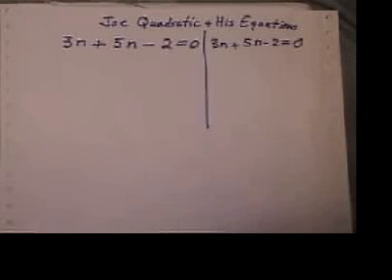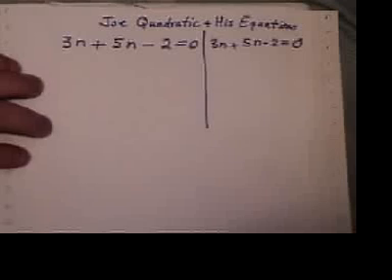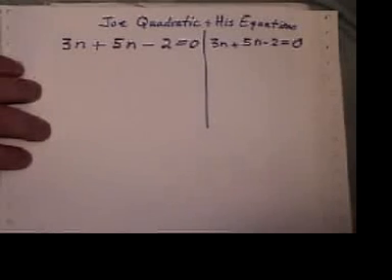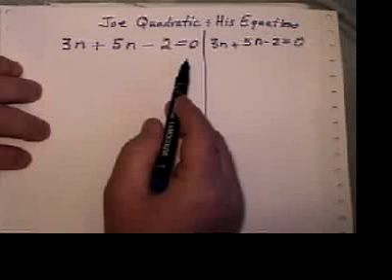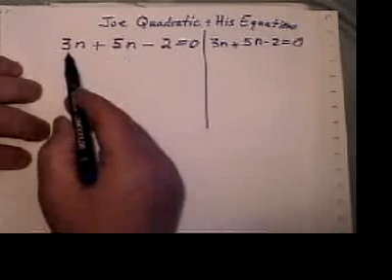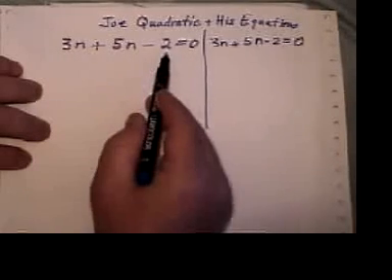Okay, welcome to the wonderful world of quadratic equations. We're going to talk about Joe Quadratic and his equations. So first of all, we're going to look at how a quadratic equation comes about. On the left-hand side here, I have a typical equation similar to the ones you've been working with: 3n plus 5n minus 2 is 0.